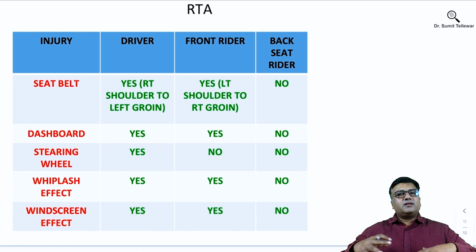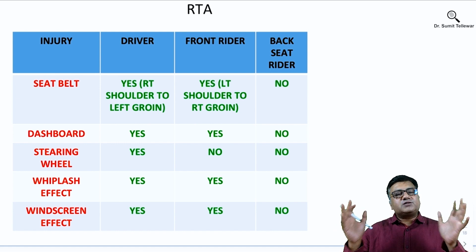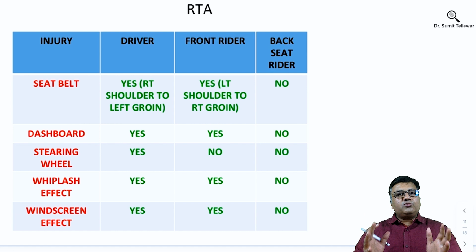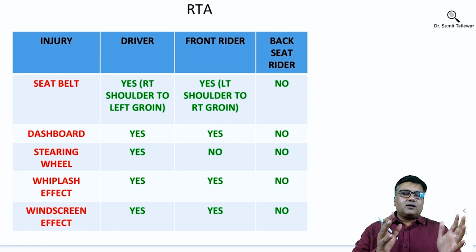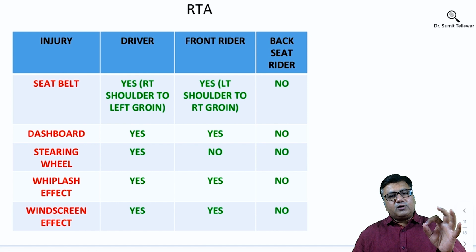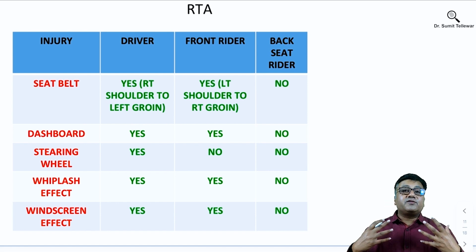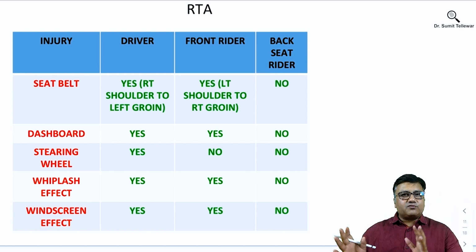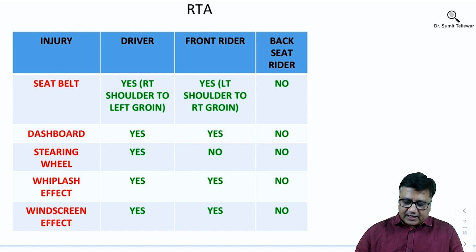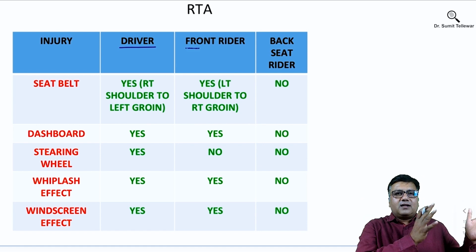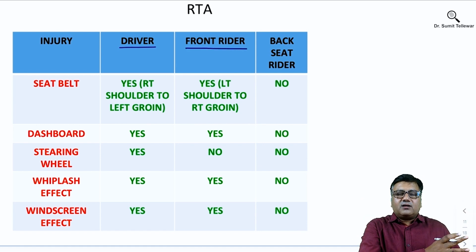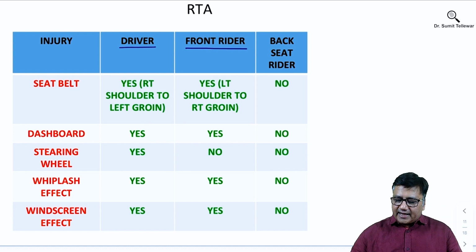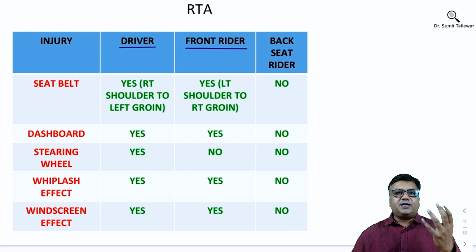Now consider there are people sitting in the car and the car meets with an accident. So due to the hitting of the car or the car having an accident, the people who are sitting inside the car are also going to suffer certain injuries on their body. So let's say there are multiple people sitting in the car. There could be three different categories of such people. One definitely is the driver. Second is the front rider, the person who's sitting beside the driver in the front seat. And third is the category of back seat rider or back seat passenger.